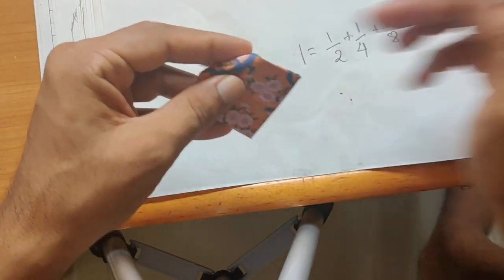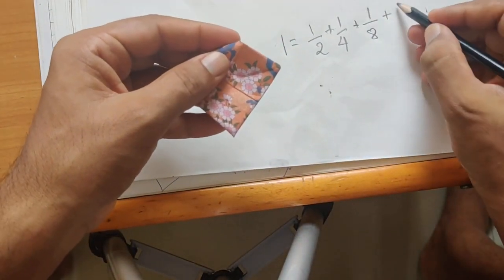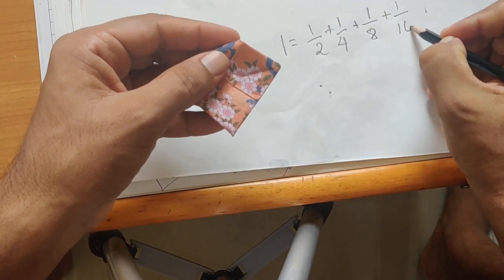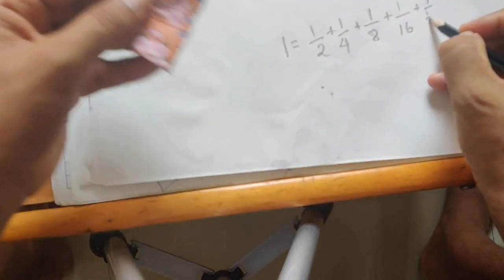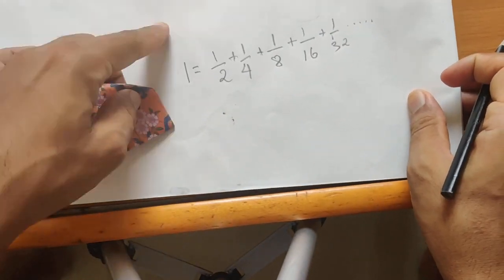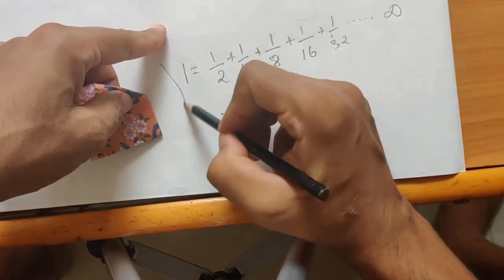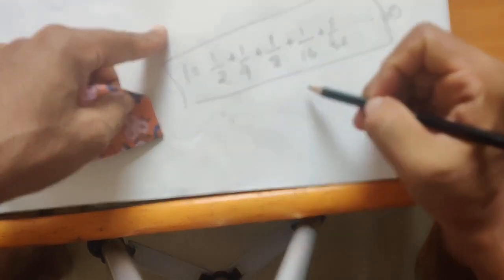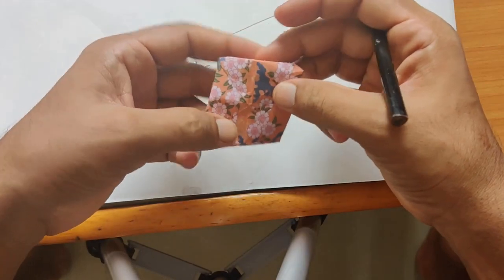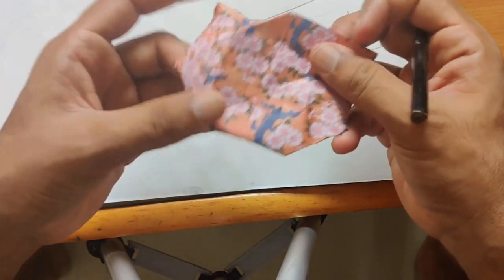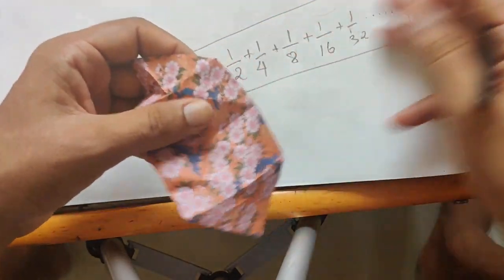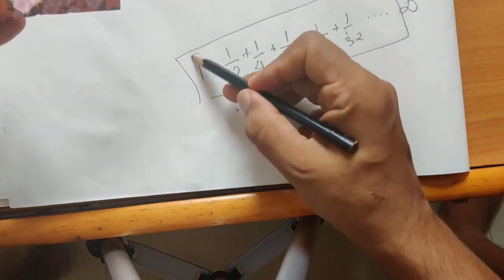Really? And then what happens after that? 1 by 16, half of that, and 1 by 32. If you keep going on and on and on, where do you stop? Do you know where you stop? Infinity. And that still is 1. Isn't that amazing? Wow, this is an infinite series. Something that never stops, and you still get the number to be equal to 1.